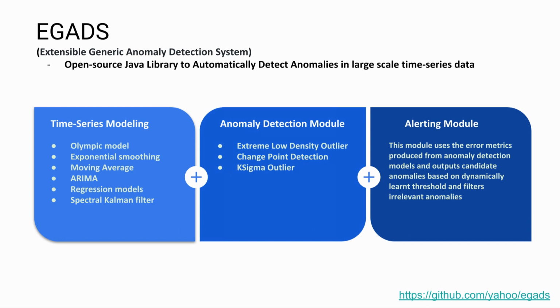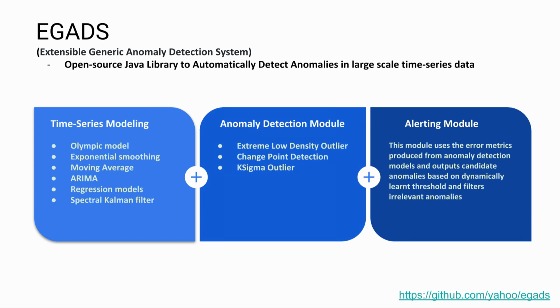detection module. This module allows you several anomaly detection models for several use cases, like outlier detection, change point detection, and anomalous behavior detection. These are different kinds of scenarios where you use different algorithms. So extreme low density outlier, change point detection, and k-sigma outlier. These are the three main classes of algorithms that we use.